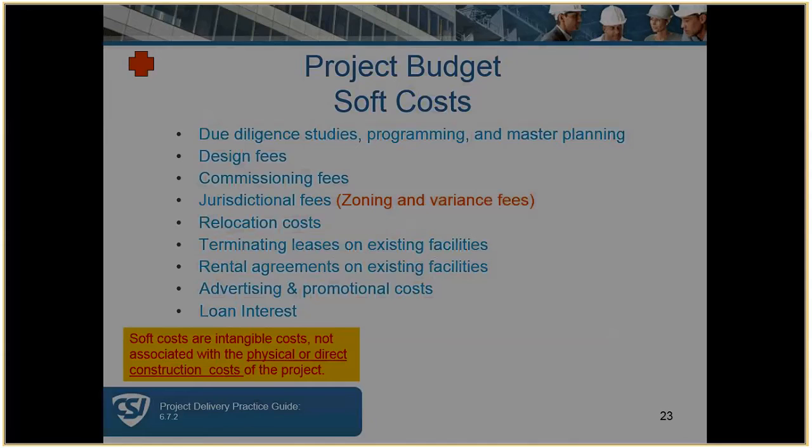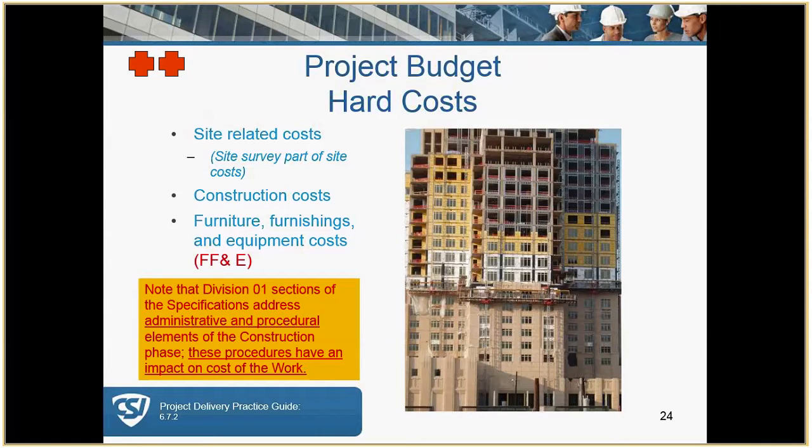So now we're going to talk about hard costs. We have site-related costs. The site survey, which was in this previous question, I'm just going to go back. The question was, are site surveys hard costs or soft costs? Site survey is part of the site and it's a hard cost. We have construction costs and we have the furniture, fixtures, furnishings, and equipment costs. And this has two plus signs because, again, you will get questions more than once on, is this a hard cost or a soft cost?